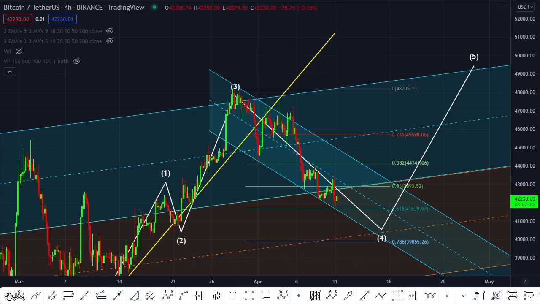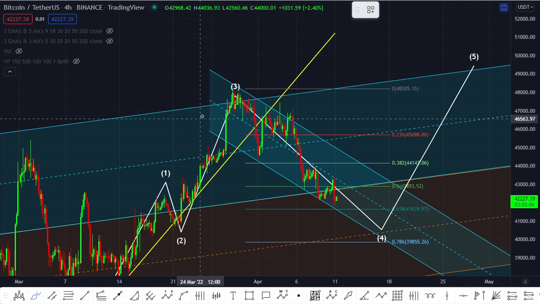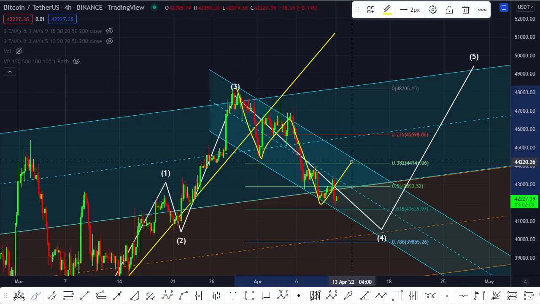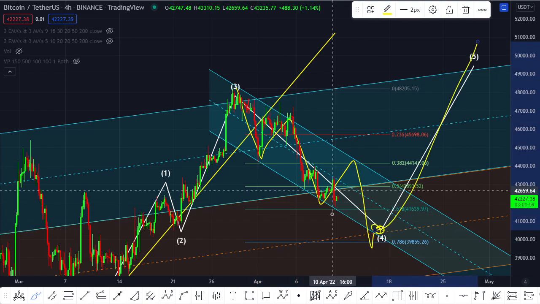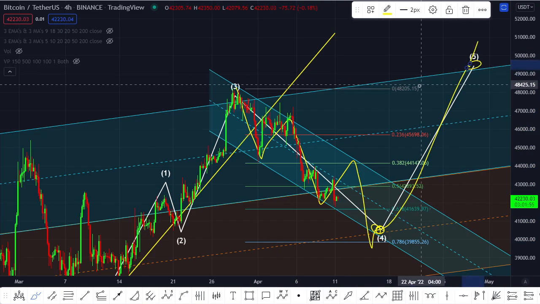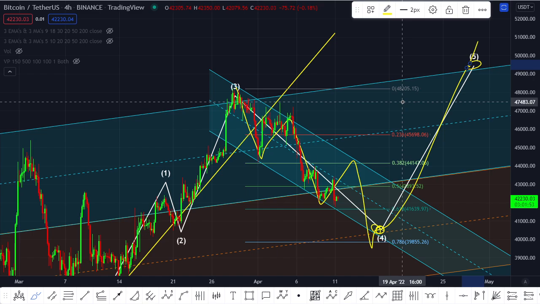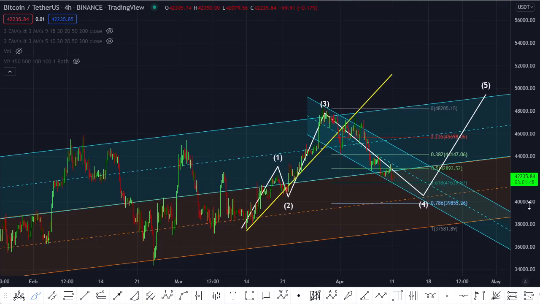I don't know where my formations are at. I think they're somewhere, but anyways, it could be a B, C, D, E, and then E is around 40k, and then you move upwards from here, finalizing your daily time frame by the end of April, and then in May, sell in May, go away. So that is the analysis for now.